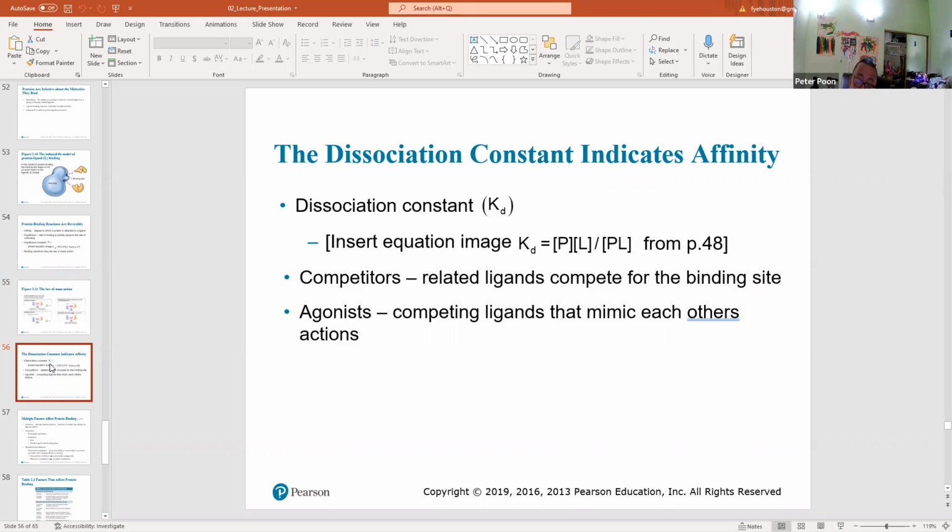More definitions: competitors and agonists. Competitors are related ligands that compete for the binding site. Agonists are competing ligands that mimic each other's actions.